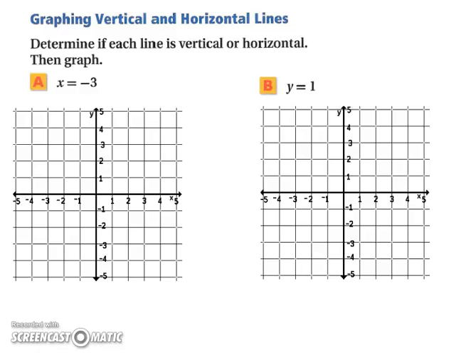Let's check it out. Determine if each line is vertical or horizontal. So we have x equals negative 3. We want to draw a line where all of our x values, no matter what you pick for y, are going to be negative 3. So for x to be negative 3, no matter what you pick, it's just going to follow this vertical line.